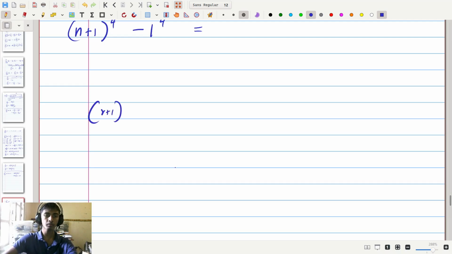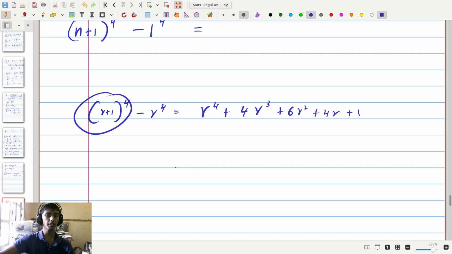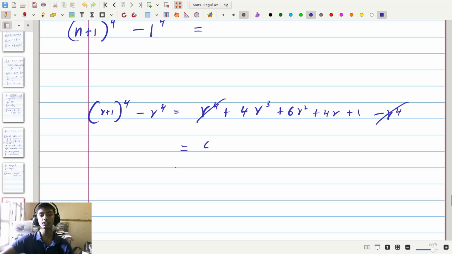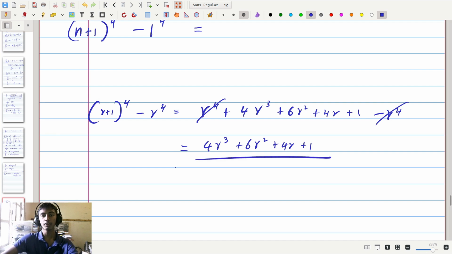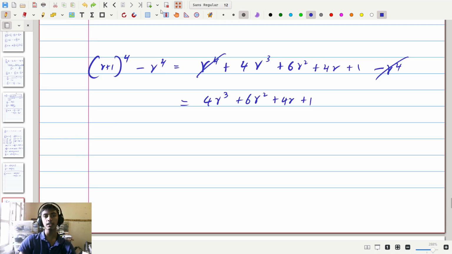Considering r plus 1 to the power of 4 minus r to the power of 4, r plus 1 to the power of 4 can be expanded using the binomial expansion as r to the power of 4 plus 4r cubed plus 6r squared plus 4r plus 1. This can be found using the binomial expansion and the choose function. And then on the end, we're going to have a minus r to the power of 4. We can see that this will cancel to this, leaving us with just 4r cubed plus 6r squared plus 4r plus 1.